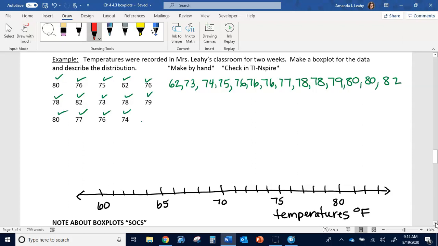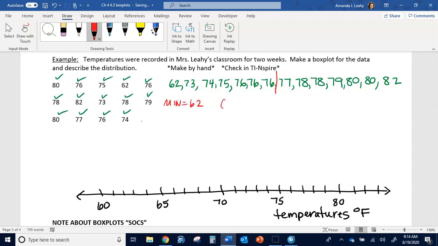So this is 14 numbers, so I'm going to cut them in half at 7. 1, 2, 3, 4, 5, 6, 7. All right, so my median is somewhere in between 76 and 77. Okay, I know that my minimum value is, let me write this over here actually. Okay, so I know that the minimum is 62.